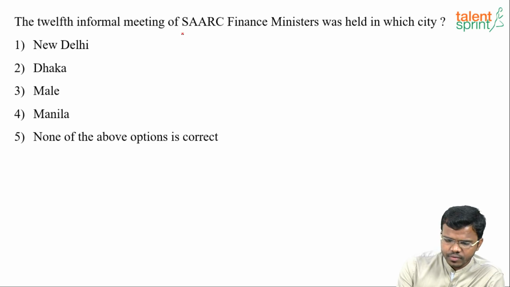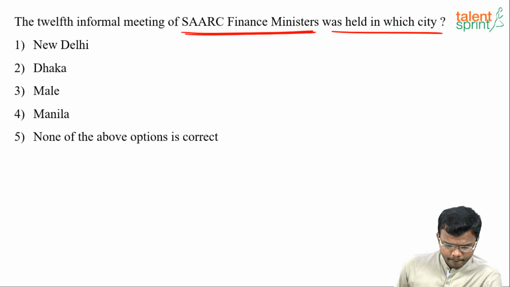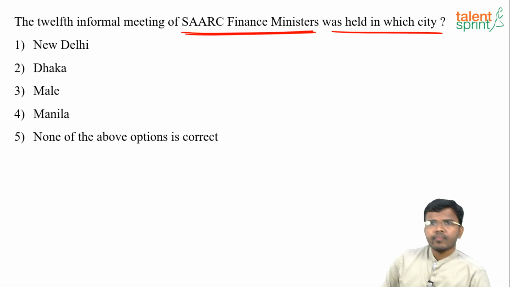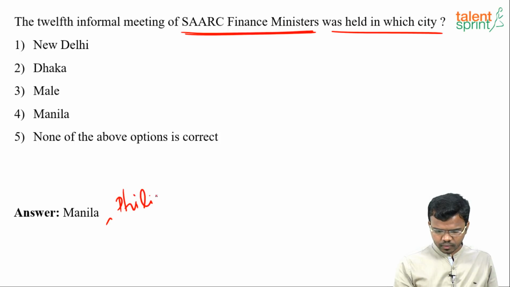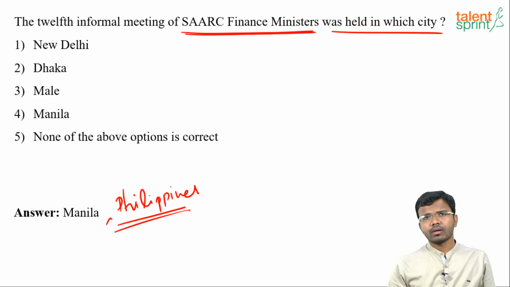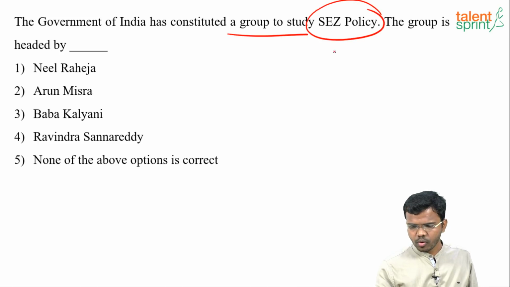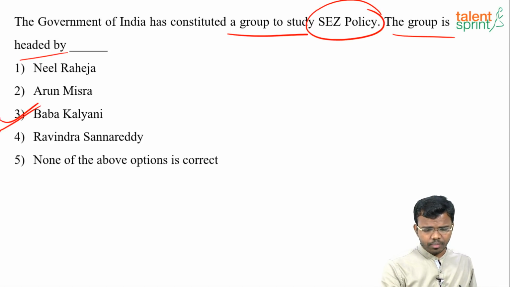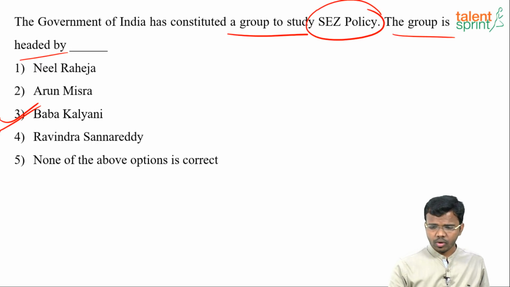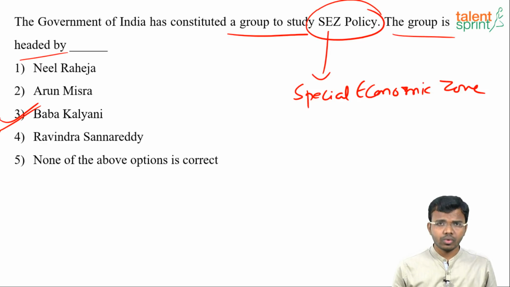The 12th informal meeting of SAARC finance ministers was held in which city? Yes, it was held in Manila of Philippines. Next, the Government of India has constituted a group to study cess policy. The group is headed by, just now I have told you, Baba Kalyani. He is heading this cess policy. Cess means a special economic zone. These special economic zones are generally adopted at industrial areas so that it boosts exports in India.